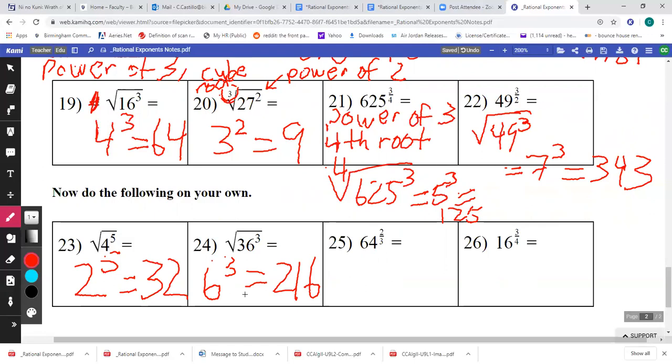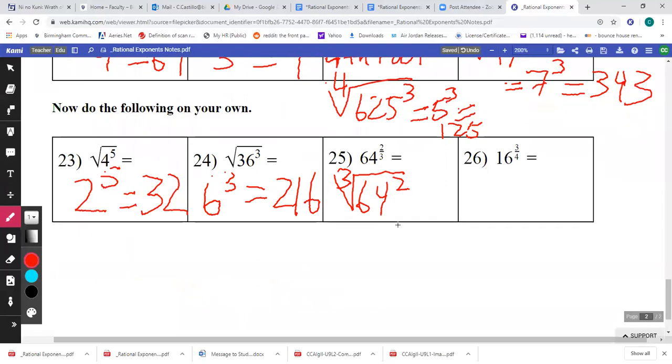64 to the 2/3 power. Remember, if you do not like it in fraction form, you could change it like this. And so now you just ask yourself, you take the cube root of 64 first. So what's the cube root of 64? What number multiplied by itself 3 times is 64? That's 4. And then I square it. So my answer is 16.